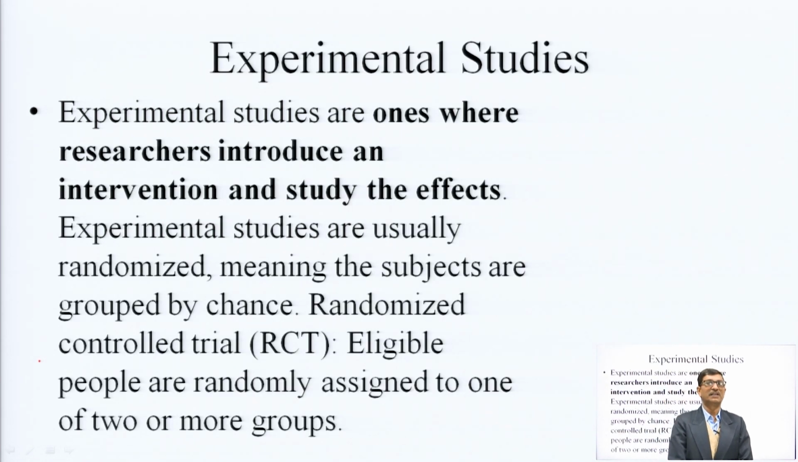So, first is experimental studies. Experimental studies are ones where the researcher introduces an intervention and studies the effects. Experimental studies are usually randomized, meaning the subjects are grouped by chance. In a randomized controlled trial or RCT, eligible people are randomly assigned to one or two or more groups. So, in experimental studies, we assign the subjects or patients to two or three groups randomly.